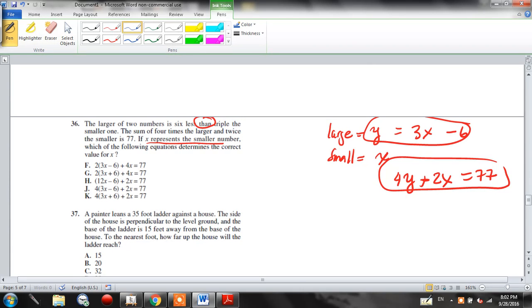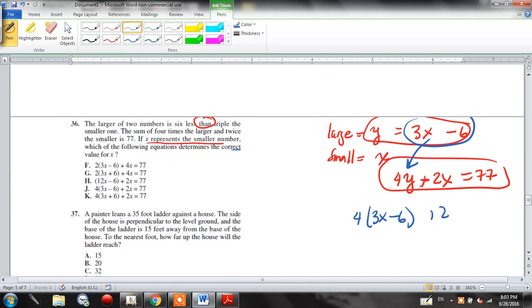Which equation determines the correct value for x? Well, it looks like they substituted this in place of y. So they have 4 times 3x minus 6. That's how you would solve this anyway. You substitute that in place of y, plus 2x equals 77. They're not asking you to solve it, they're just asking what it would be, so it'd be like this. J.